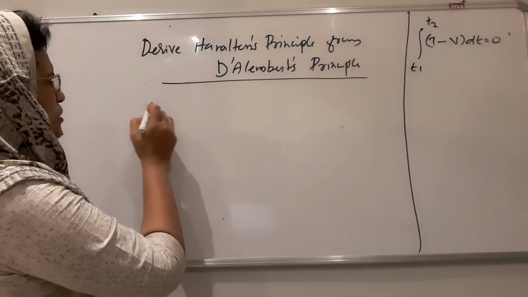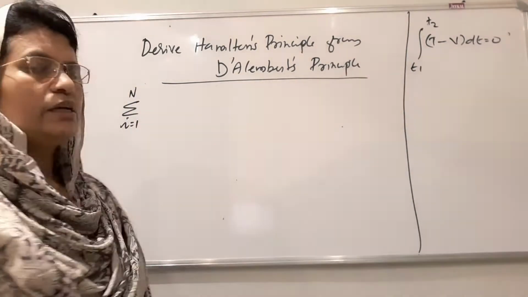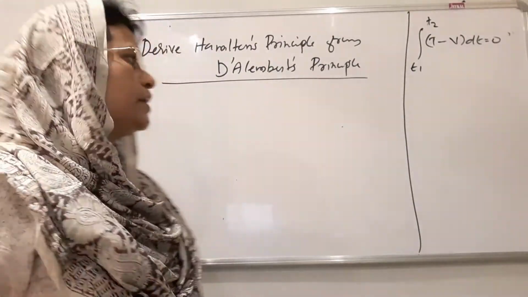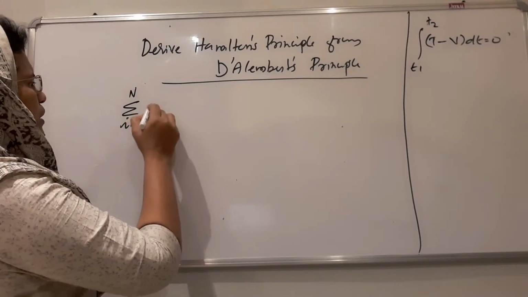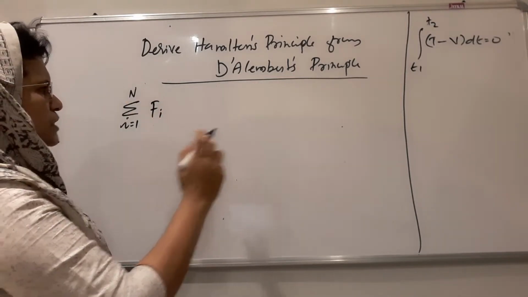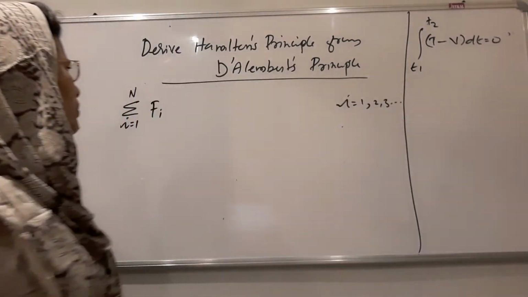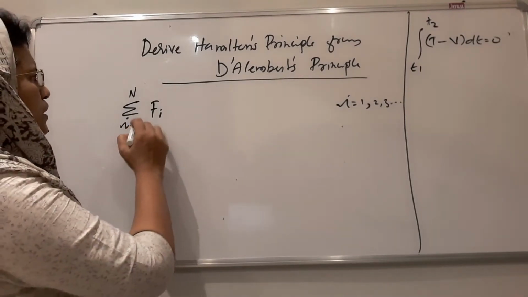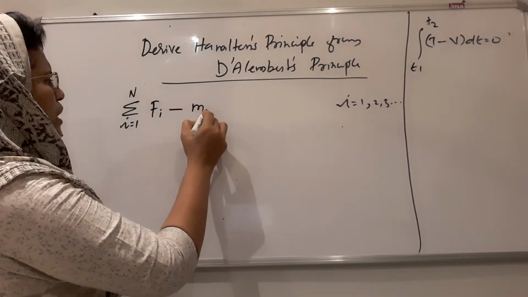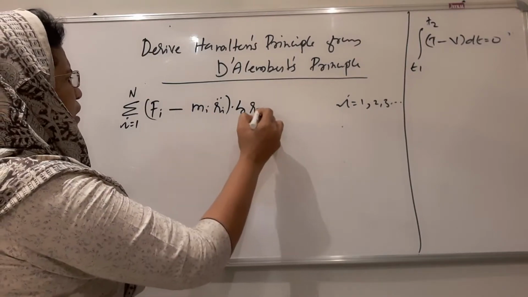D'Alembert's principle states that for a system with n number of particles in which the virtual displacement can be written as delta Ri, then sigma i equal to 1 to n, Fi, the external force acting on the ith particle. There are i equal to 1, 2, 3, 4 etc. particles in a system, and therefore for the total system we can write sigma i equal to 1 to n (Fi minus mi Ri double dot) delta Ri is equal to 0.